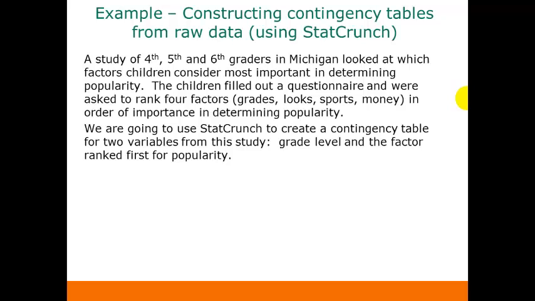A study of 4th, 5th, and 6th graders in Michigan looked at which factors children consider most important in determining popularity. The children filled out a questionnaire and were asked to rank 4 factors: grades, looks, sports, and money, in order of importance in determining popularity. So we're going to use StatCrunch to create a contingency table for the two variables from this study, grade level and the factor ranked first for popularity.